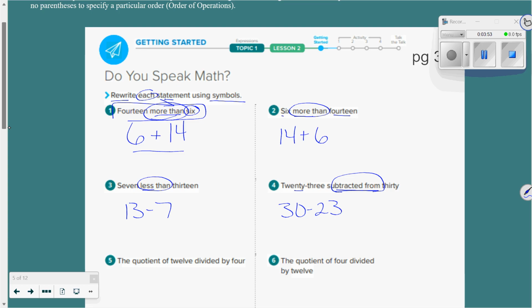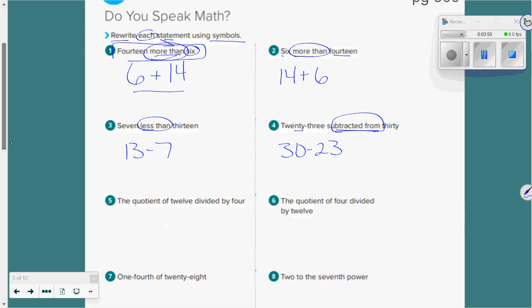Quotient is a division. 12 divided by 4. For me, it's easiest to start this as a fraction, 12 over 4. You could have written it with the division symbol, or you could have actually used the math, 12 divided by 4. Any of those would work.